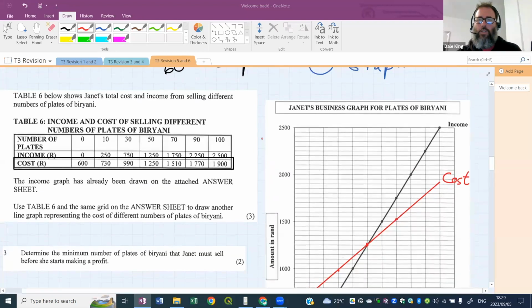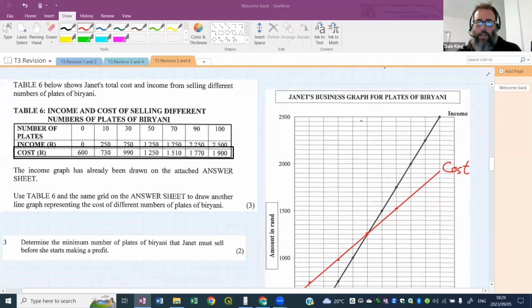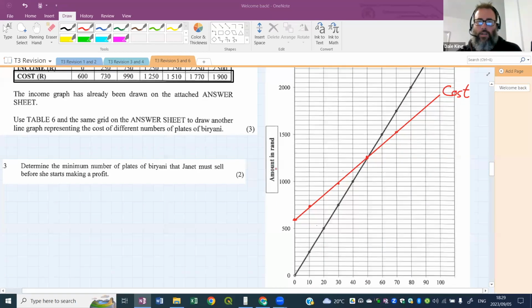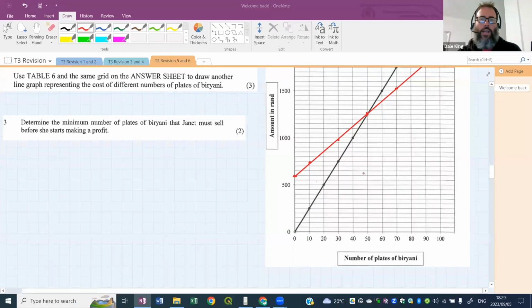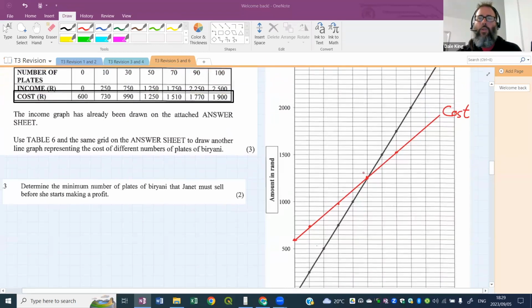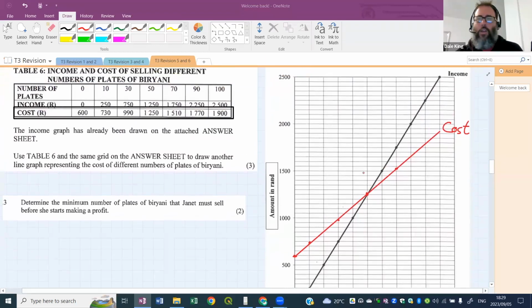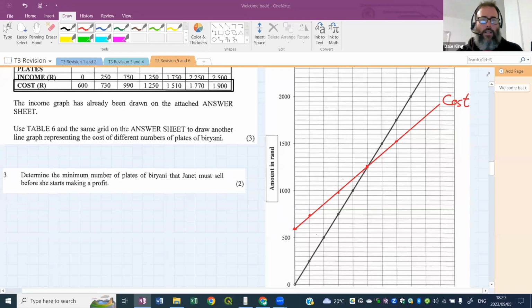Now, I want to check this graph. We see it's got a heading. If it didn't have a heading, we would put a heading. Our y-axis has a heading as well, amount in rands, that's fine. And our x-axis has number of plates of biryani, that's fine. So our y and x-axis have their titles. The graph has a title. I've got everything now. Our lines are labeled. Excellent. We're fine here. Okay, let's go on to question 3.